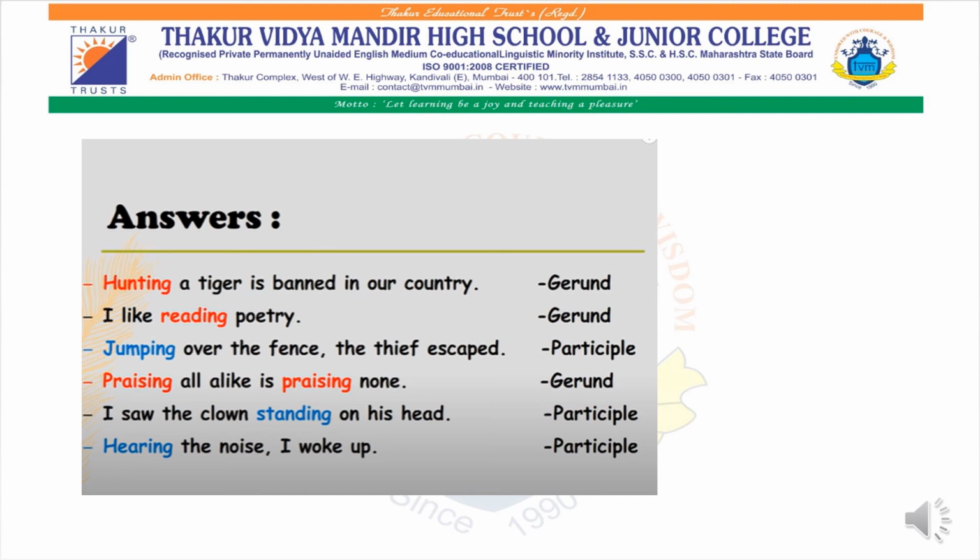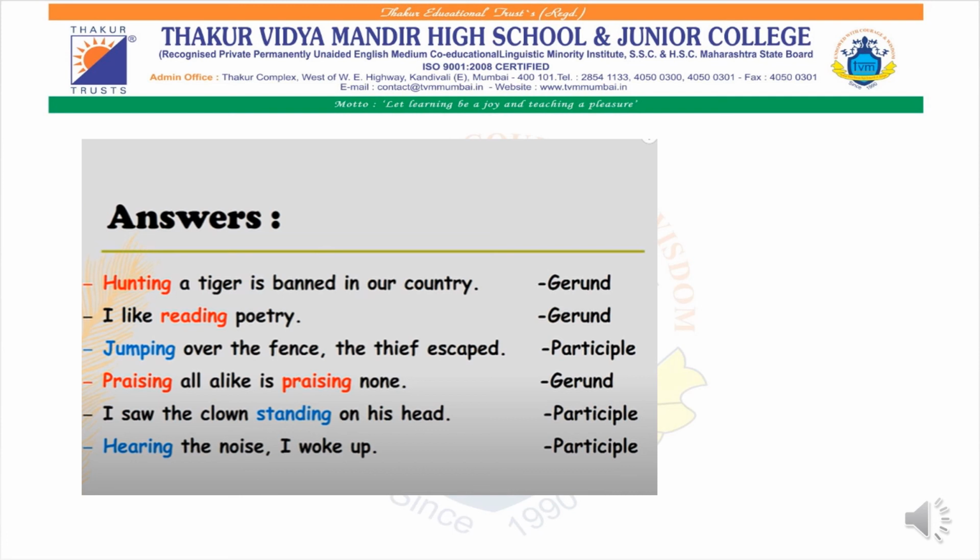Now, in the next sentence, I saw the clown standing on his head. Here, some action is taking place. We see someone standing on his head, and therefore, when we see an ongoing action taking place, that particular sentence is a participle.